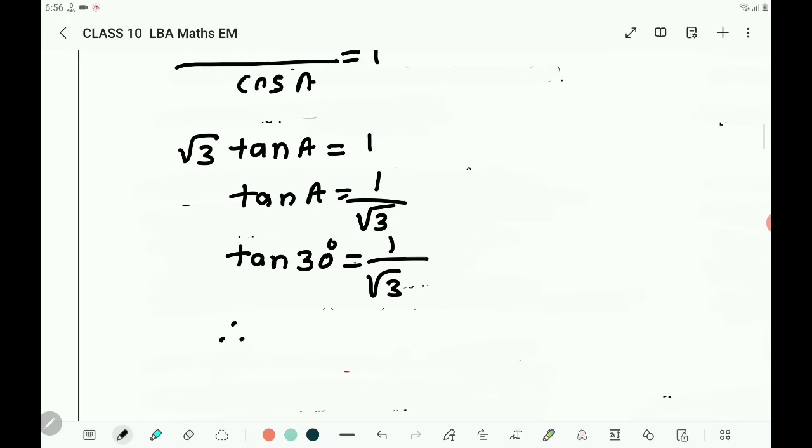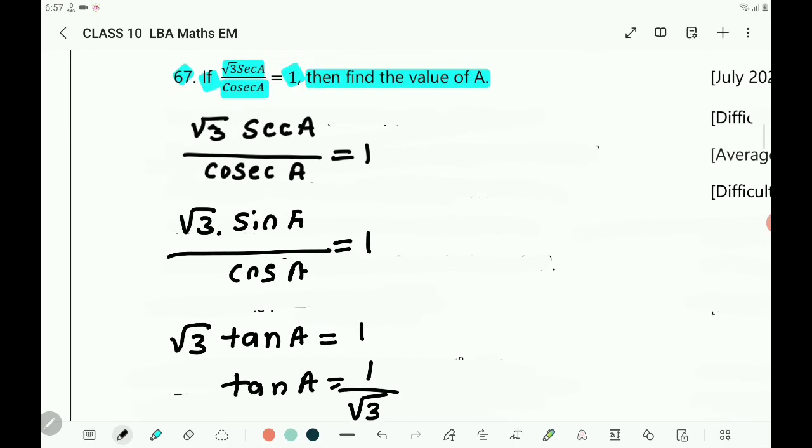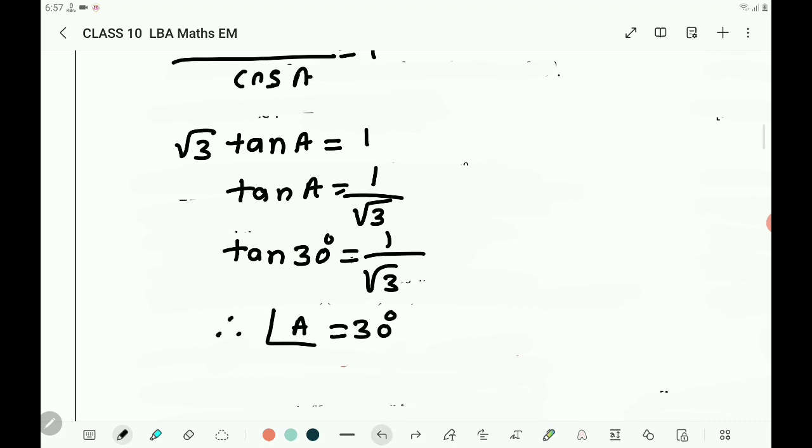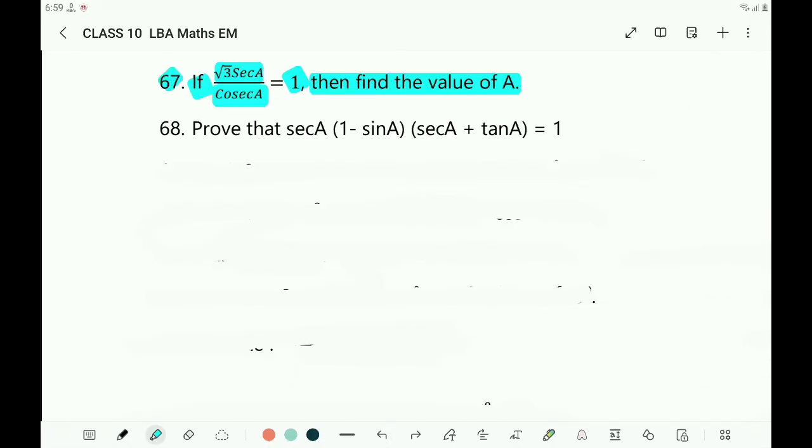Therefore, what is the value of angle A? Angle A is equals to 30 degree. Here you got the value of A. Value of A means angle A equals 30 degree. You must know tan 30 degree is equals to 1 by root 3. Then you will get directly angle A is equals to 30 degree.